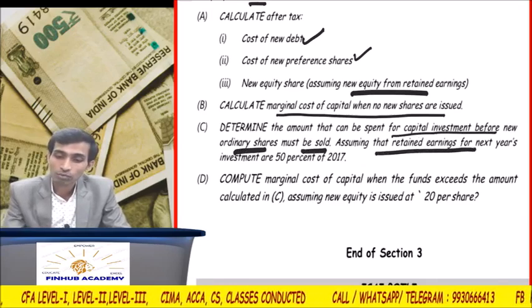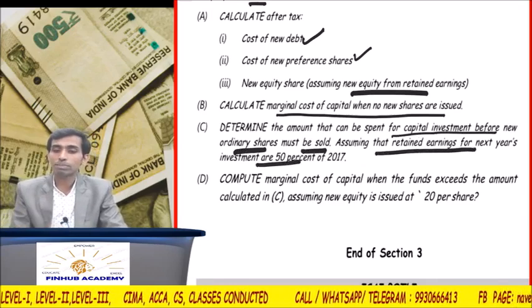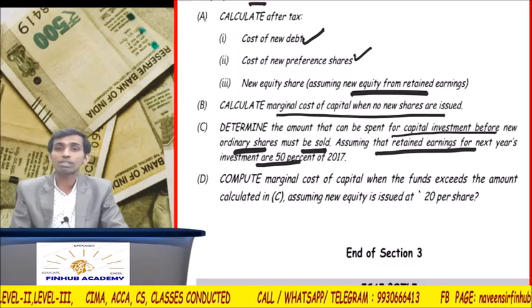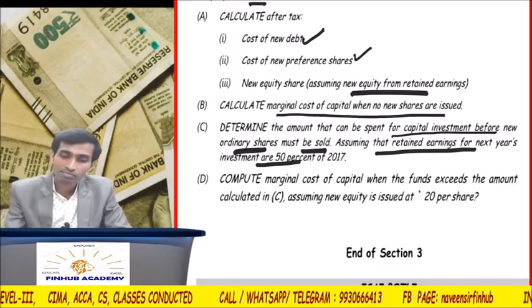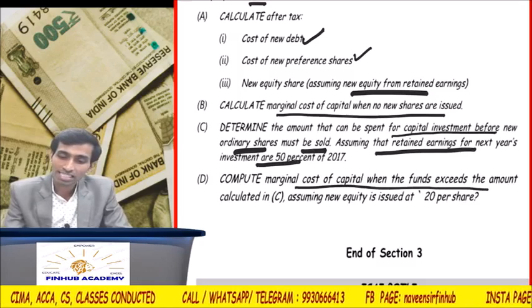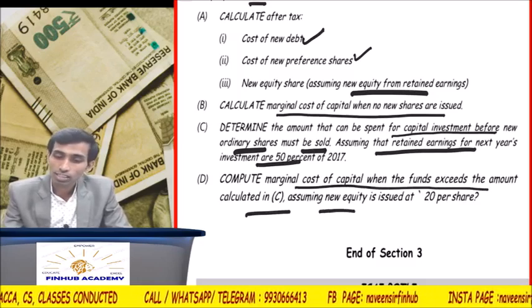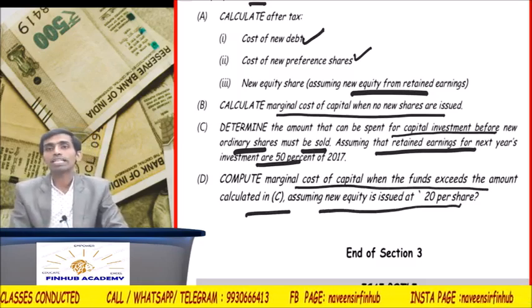Assuming that retained earning for next year is 50% of investment. Retained earning is how much? 50% of 2017. Compute the marginal cost when funds exceed the amount calculated in C. Assuming new equity is issued at 20 per share.